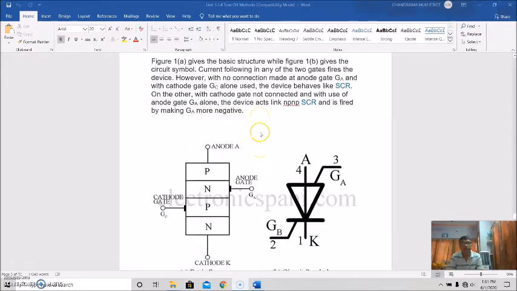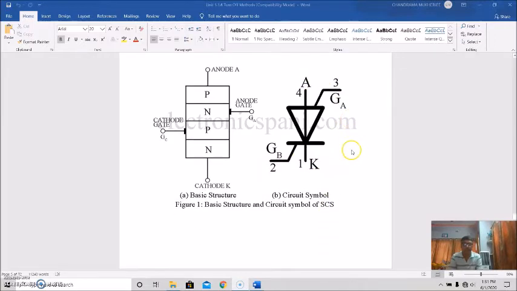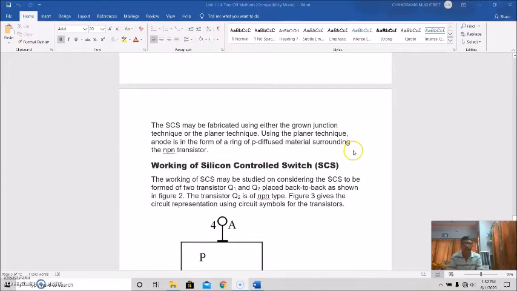So this is the symbol. This is the four-layer, three-junction, two-gate structure of SCS, and this is the circuit symbol. This is the cathode gate, this is the anode gate, this is the anode, and this is the cathode. So there are four terminals. SCS may be fabricated using either the grown junction technique or the planar technique.